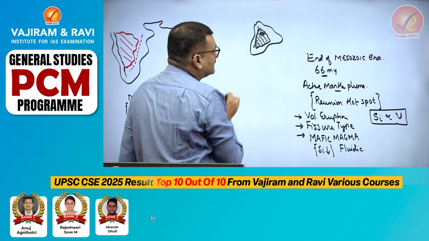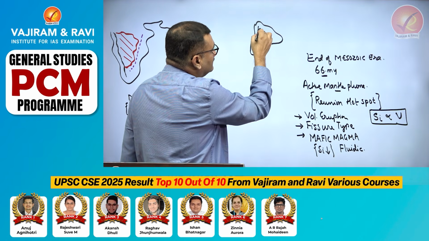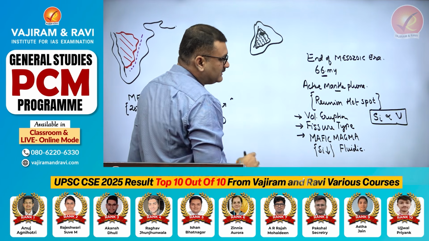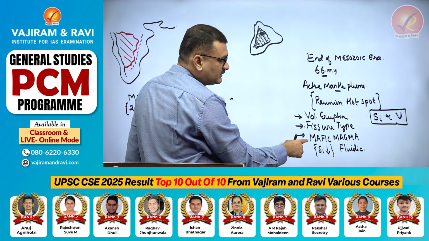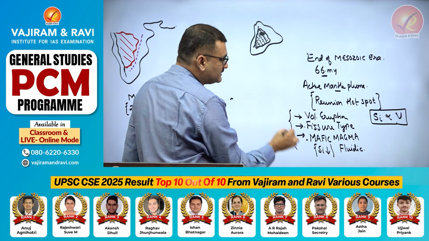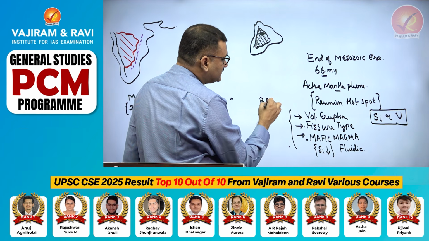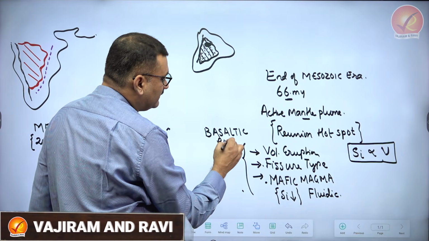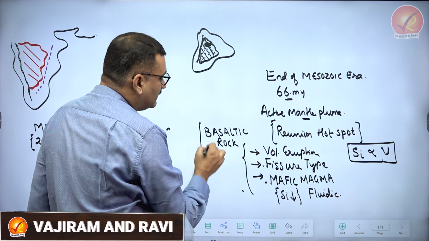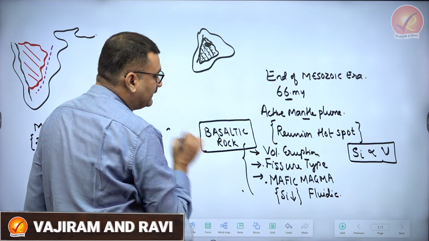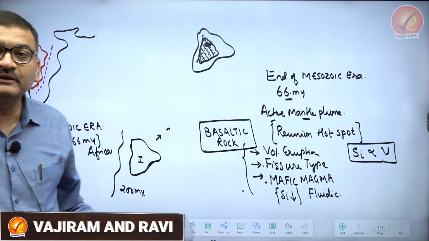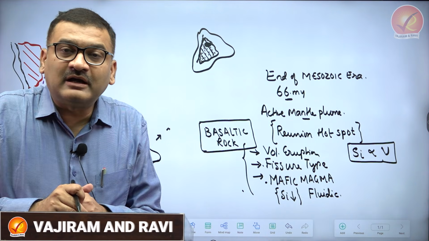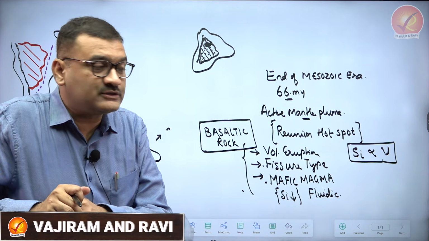from west to east, right? So this is how the Deccan Plateau was created by fissure eruption with mafic magma, and when this is there, there will be formation of a basaltic rock. So the composition of Deccan Plateau is a basaltic igneous rock.